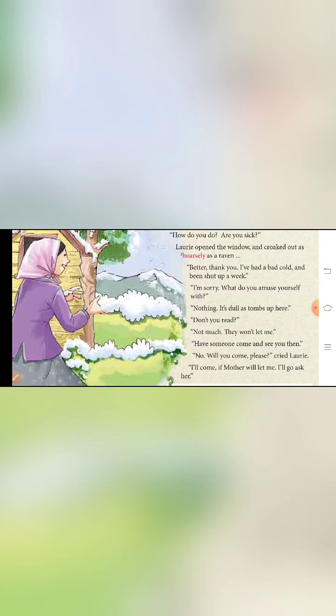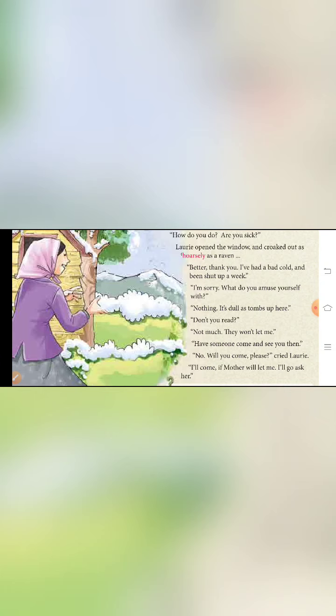"They who?" "The elder ones who are living in this house." "Have someone come and see you then?" "No. Will you come, please?" cried Laurie. "I will come if my mother will let me. I will go and ask her."